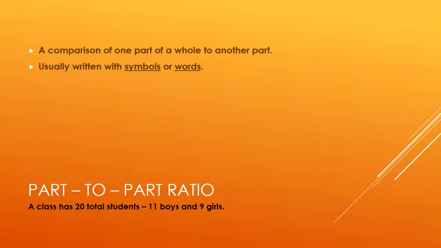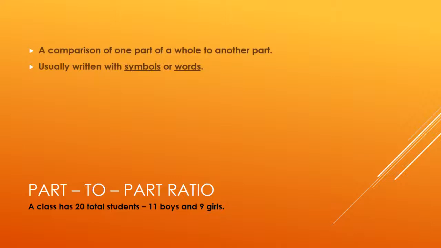Let's look into the different types of ratios that we can talk about. The first one is a part-to-part ratio. With every example, we're going to look at the same situation, which is a class that has 20 total students, with 11 students being boys and 9 students being girls.